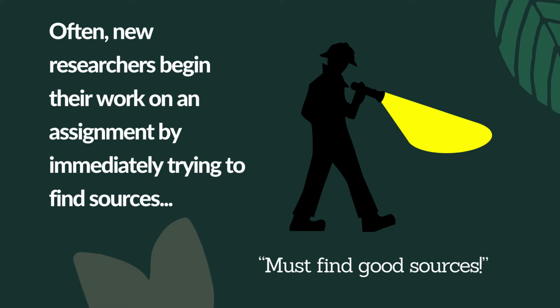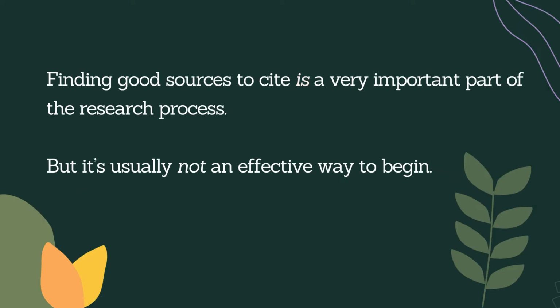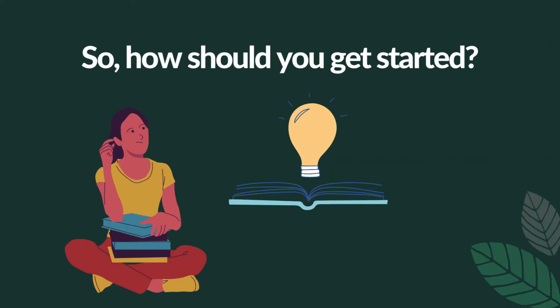Often, new researchers begin their work on an assignment by immediately trying to find sources to support an idea or argument they've already defined, before diving into the available information on a topic. This can cause researchers to miss out on learning about and representing the full nuance of a subject. Finding good sources to cite is a very important part of the research process, but it's usually not an effective way to begin. So, how should you get started?